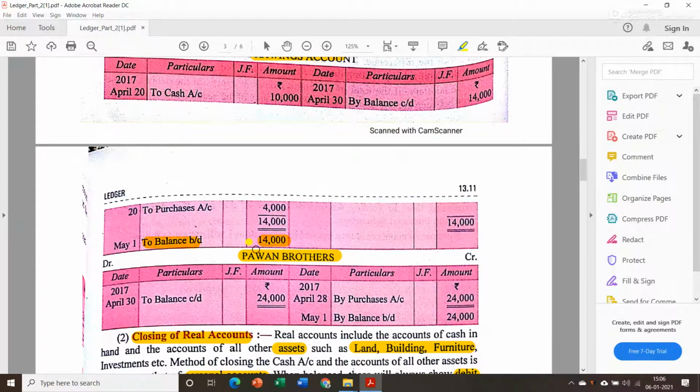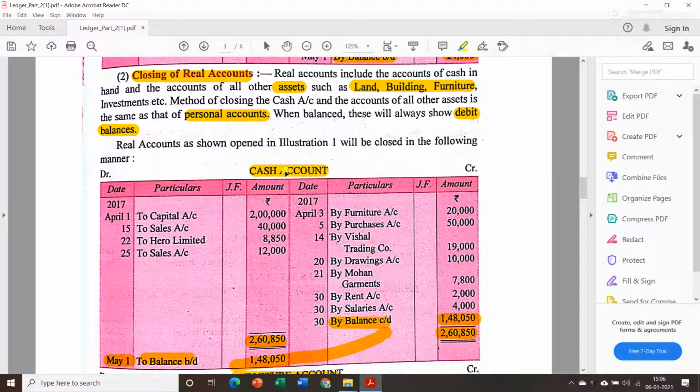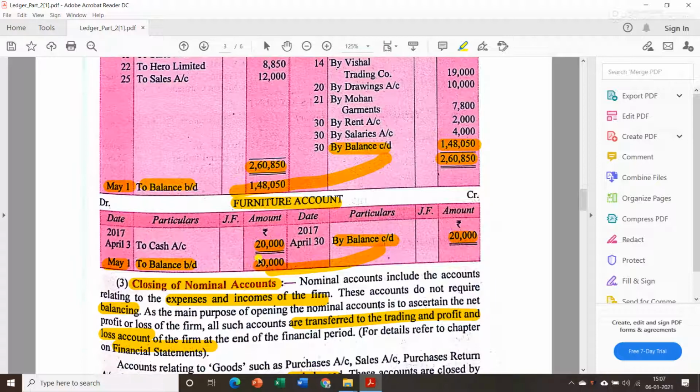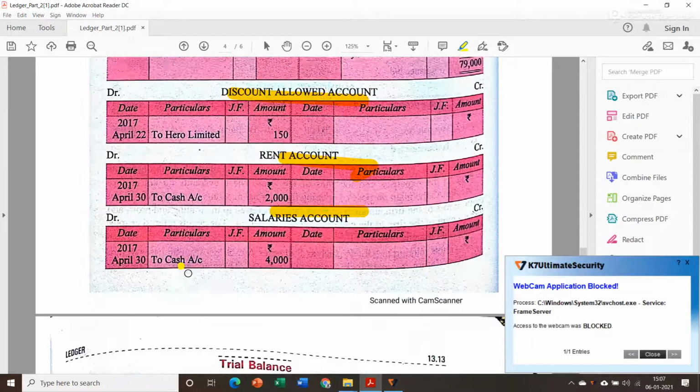Then next, after the drawings account we have the Pawan Brothers account, and this account is showing balance brought down on the credit side, rupees 24,000. That means Pawan Brothers will have a credit balance of 24,000. After Pawan Brothers we have the cash account. This cash account is showing balance brought down on the debit side, rupees 1,48,050. So for the cash account in the trial balance we will write 1,48,050 on the debit side. Then we have the furniture account. This furniture account is showing 20,000 of balance brought down on the debit side, so we will write 20,000 on the debit side of the trial balance.